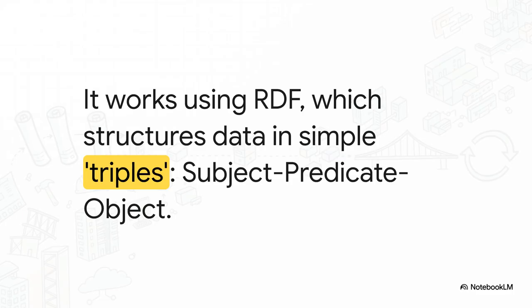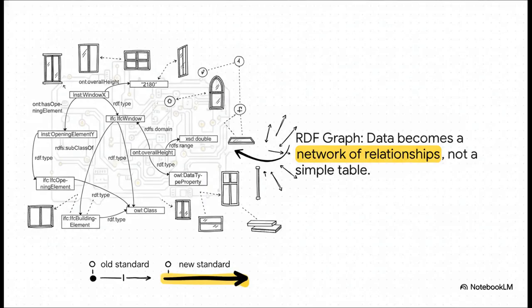It uses a really simple grammar called RDF. All of your information gets broken down into these little three-part statements called triples. You have a subject, a predicate, and an object. It's just like a basic sentence. This window is the subject, has a height of is the predicate, and 2180 millimeters is the object. Simple. And this slide shows you exactly what that looks like.